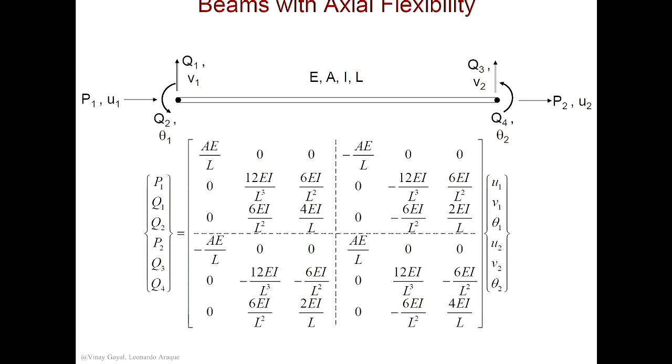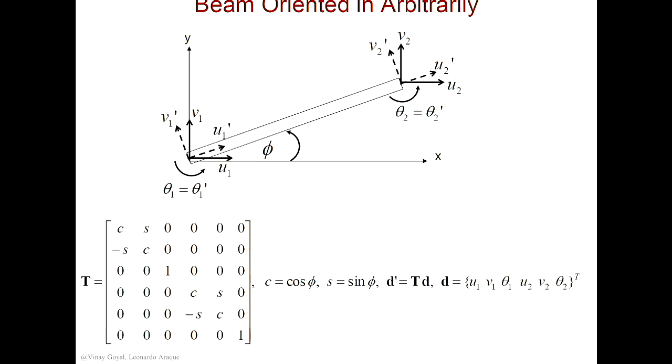This is true in a local system. And I can rotate it around, take it with me, as long as that axis along the length stays along the axis, locally this is true. But I have to relate it to the global system. I have to relate it to the global system. And to do that, you have to transform it. You have to transform it with this transformation matrix.